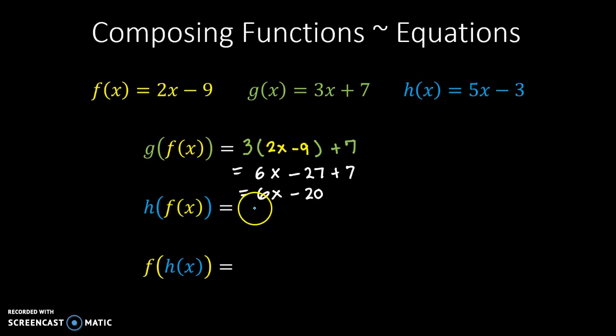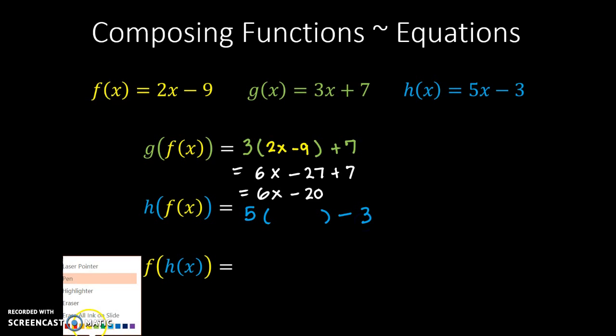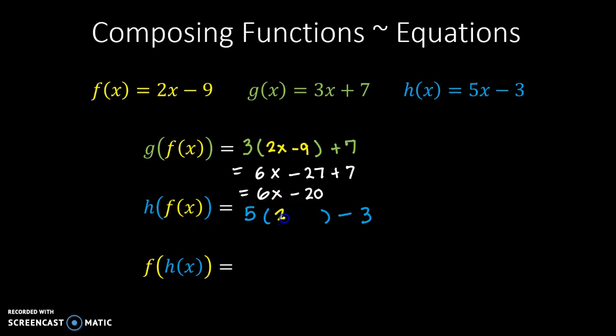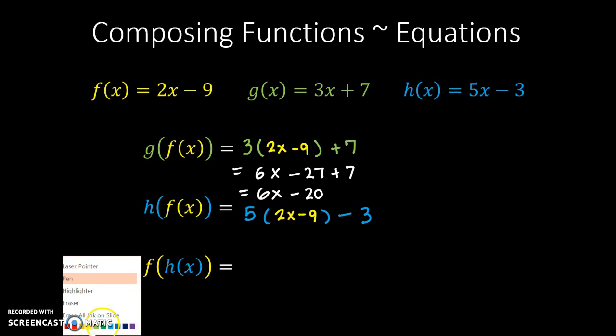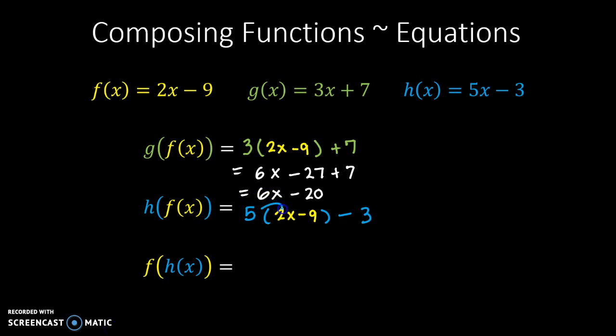Here h will be the shell, so it'll be 5 times something minus 3, and the something is 2x minus 9, because that's what f of x is. And then I distribute, so I have 10x minus 45 minus 3, and then if I combine these terms, I have 10x minus 48 for my new function.